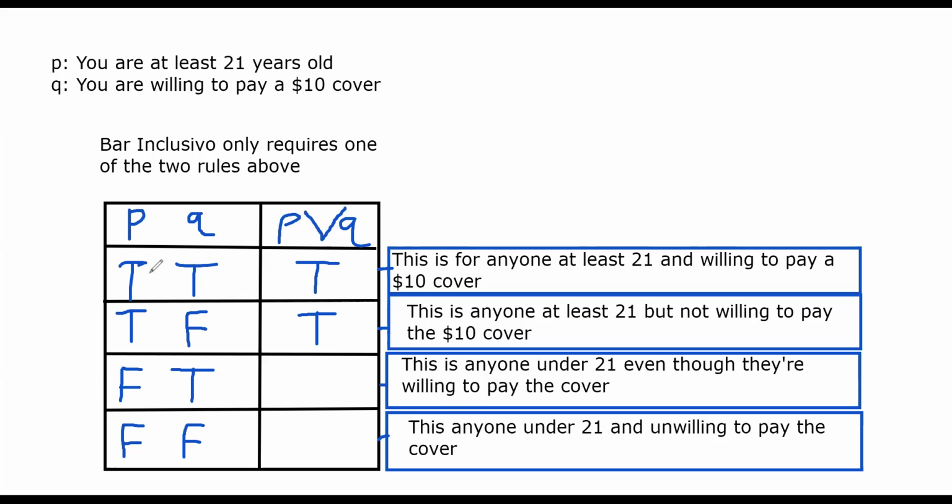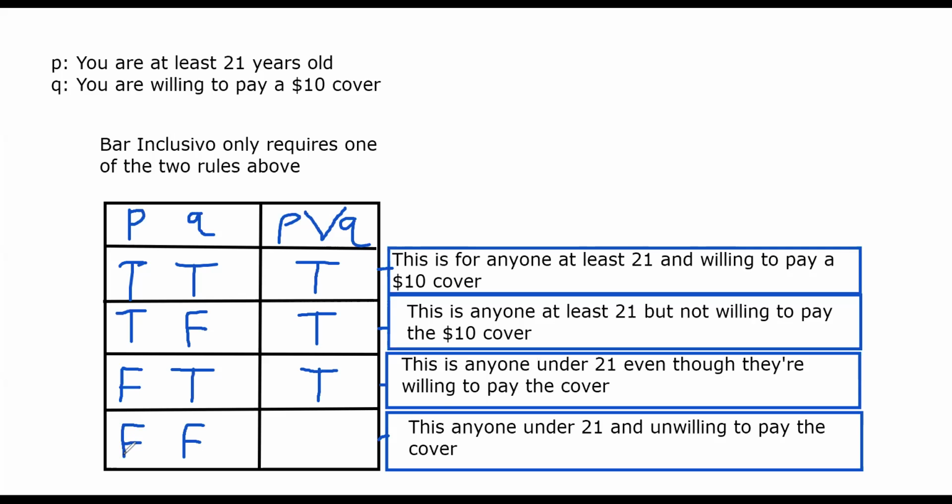In this case here, P is false, Q is true. So we look along the row. This is someone who's not at least 21, but let's assume they're still at least 18. Let's say this is a 19-year-old, but they're willing to pay $10 to get in the door. Will this bar let them in? Yes, because again, we're following just one of the two rules, but that's enough to get in.